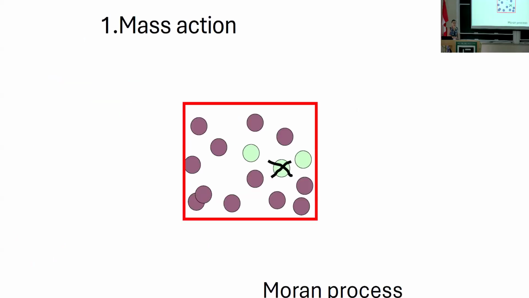So let's look at the Moran process associated with this. We go until we create one of the supercells, and we stop then. So how long does that take?